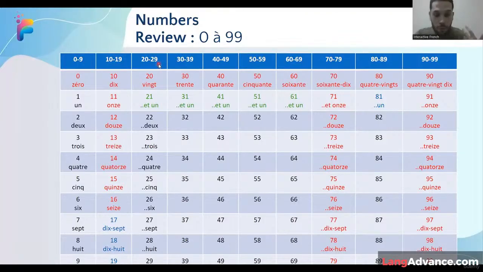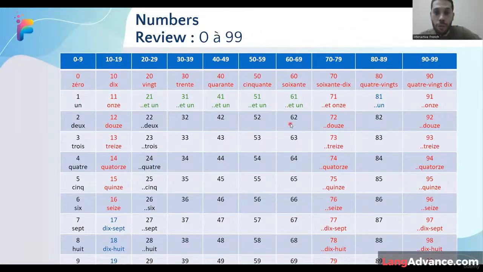Okay, if I want to say the numbers from 20 to 29 now. So it goes 20, 21, 22, 23, 24, 25, 26, 27, 28, 29. Moving on to from 30 to 39 now. 30, 31, 32, 33, 34, 35, 36, 37, 38, 39.